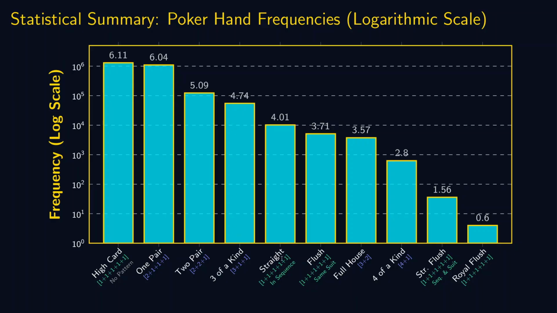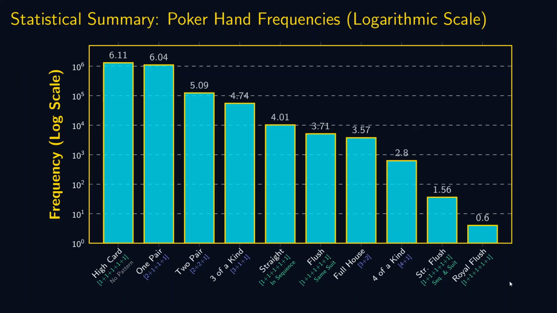Straight sits at approximately 4.01, corresponding to 10,200 hands. Flush sits just below that at approximately 3.71, corresponding to 5,108 hands. Full house is next at approximately 3.57, corresponding to 3,744 hands. Four of a kind drops significantly to approximately 2.8, corresponding to 624 hands. Straight flush falls further to approximately 1.56, corresponding to 40 hands total. And royal flush, sitting at the far right at the very bottom of the chart, registers at approximately 0.6, corresponding to just 4 hands. Look at the shape of this chart and let it settle in.